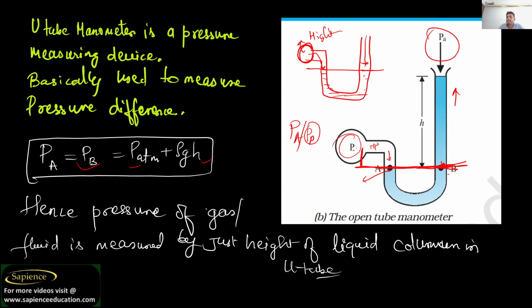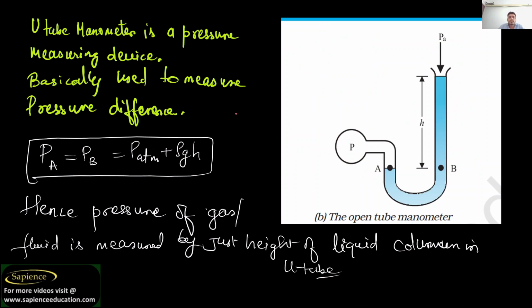Why atmospheric pressure? Because the pressure at B accounts for the addition of atmospheric pressure as well as the pressure due to the liquid height. So what is the pressure due to liquid height? The pressure due to liquid height is rho gh, as we have discussed earlier, right? So finally we have got the pressure in the pipe P. Hence the pressure of a gas or fluid is measured by just the height of the liquid column in the U-tube. If you get the height of the liquid column, you will get to know these things. I hope you have understood how to find pressure with the help of a U-tube manometer.